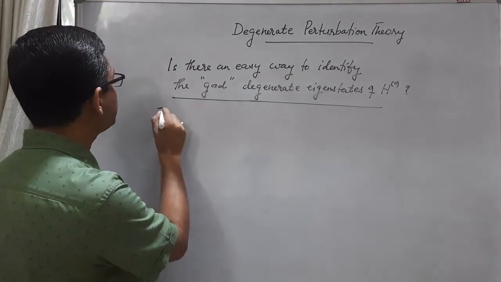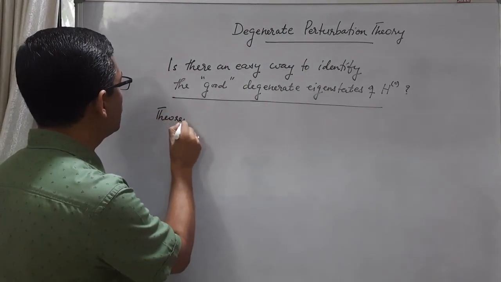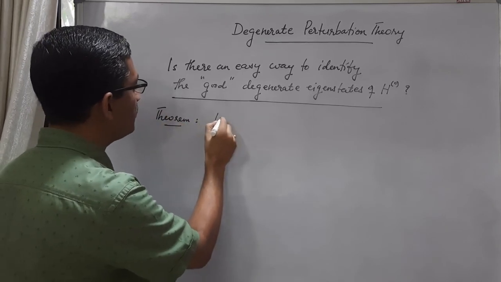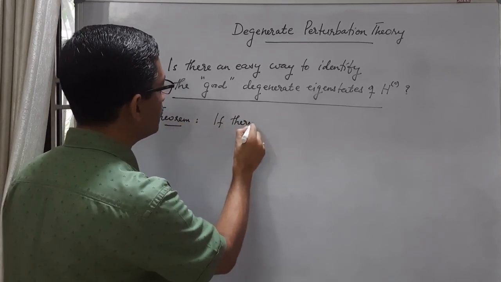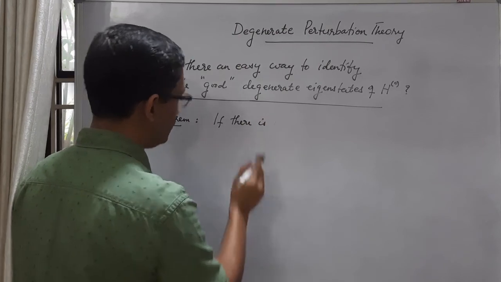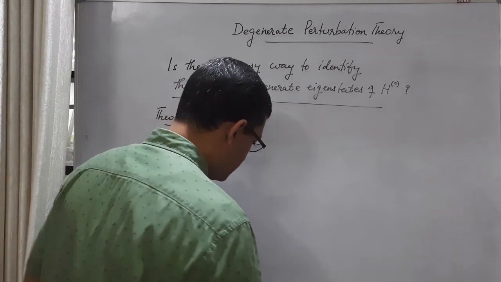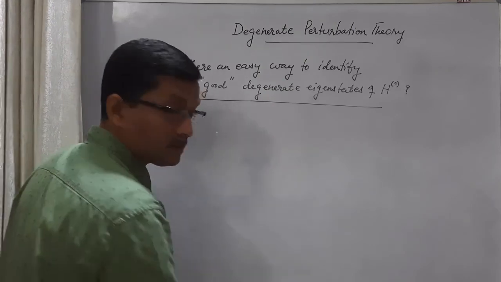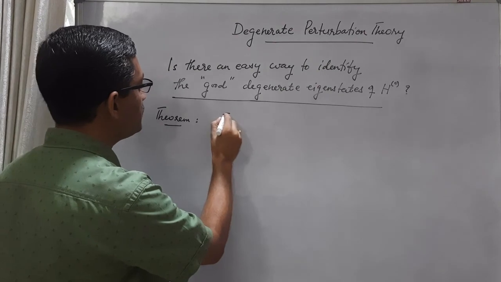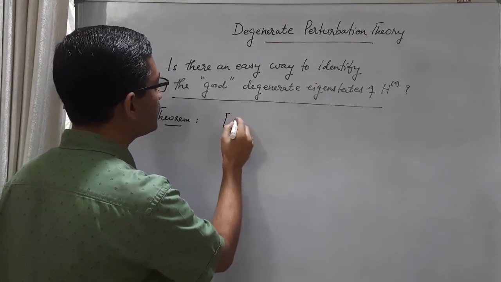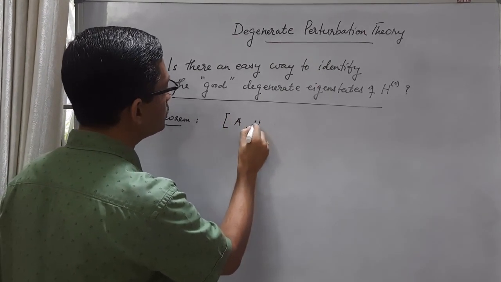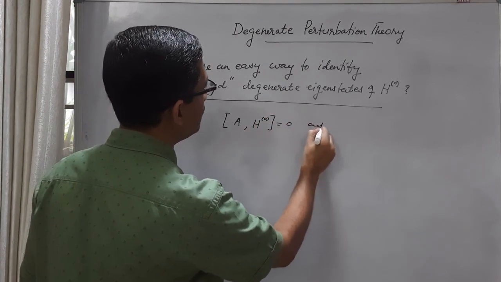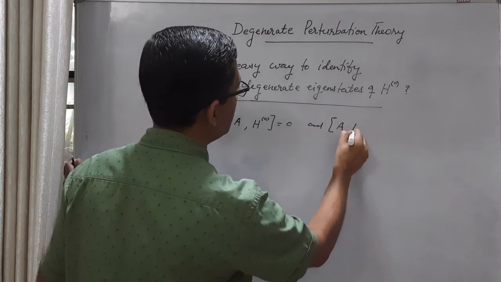There is a theorem which states that, let me write in mathematical terms, suppose there is a Hermitian operator, let us say some operator A, which is commuting with both the unperturbed Hamiltonian and the perturbing Hamiltonian.